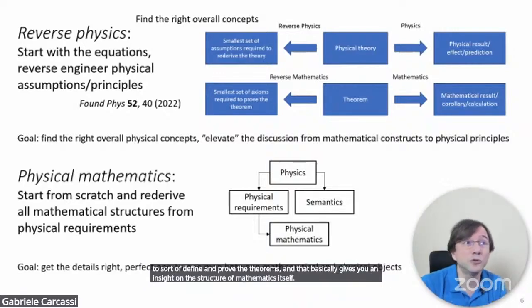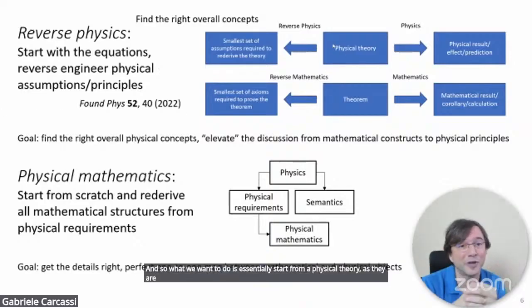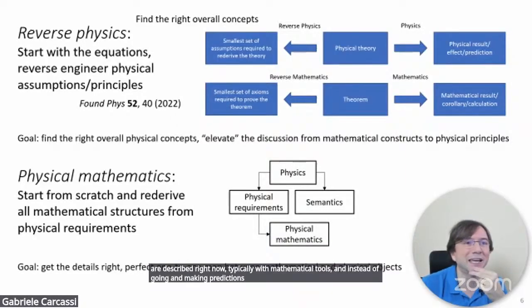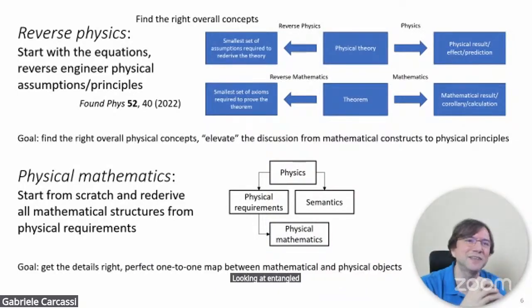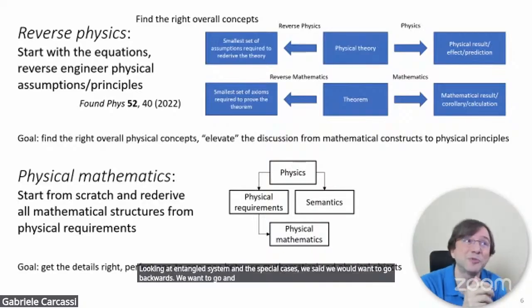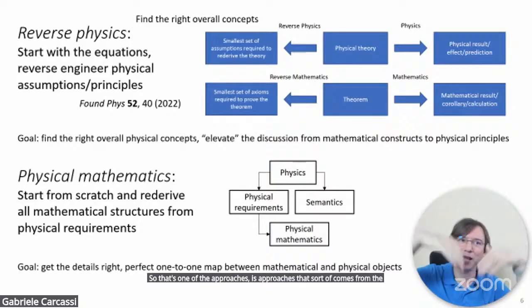And so what we want to do is essentially start from a physical theory, as they are described right now, typically with mathematical tools, and instead of going and making predictions and finding things like, for example, in quantum mechanics, a lot of people try to understand quantum mechanics by looking at entangled systems and its special cases. Instead, we want to go backwards. We want to find the smallest set of assumptions required to really derive the theory. So that's one of the approaches. It's an approach that comes from the top, from the theory, and goes down.